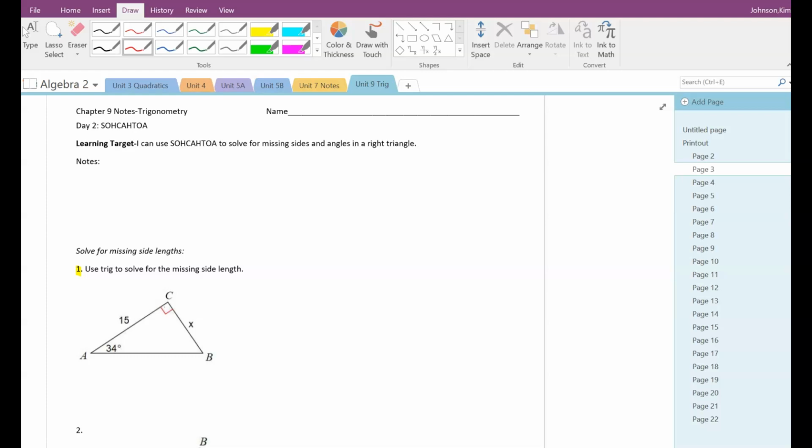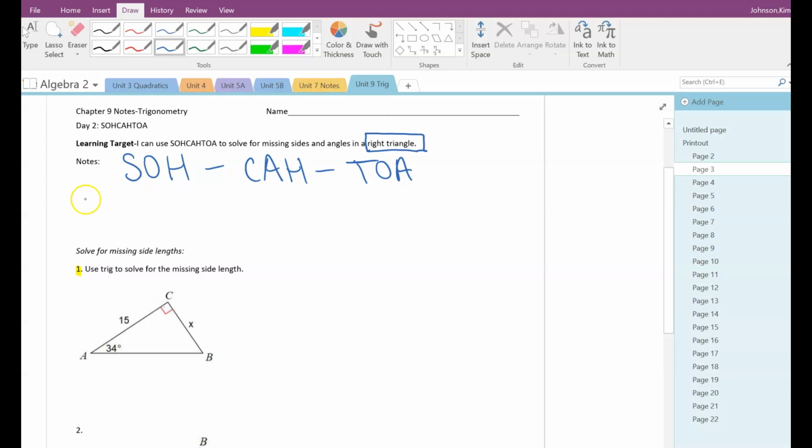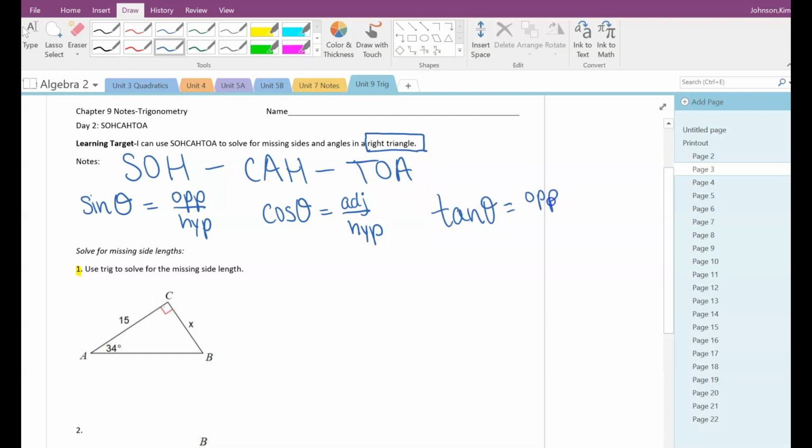Hi, Algebra 2 students. Today in day 2, we're going to use Soh-Cah-Toa to solve for missing sides and angles in a right triangle. Keywords there, the triangles that we're going to be looking at today are all going to be right triangles, which means that we can use our ratios Soh-Cah-Toa. Just a quick refresher, Soh is saying that sine of my angle theta is going to be equal to the opposite side over the hypotenuse side. And cosine of theta, the Cah, is saying that that's the ratio of the adjacent side over the hypotenuse side. The Toa is saying that tangent of theta is the opposite over the adjacent side.